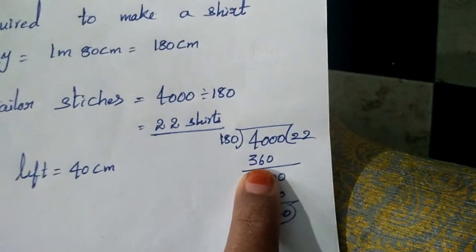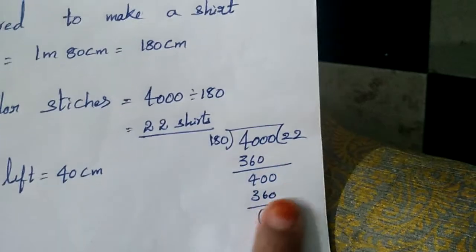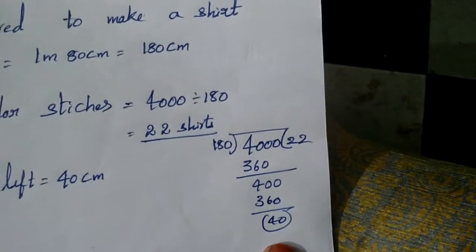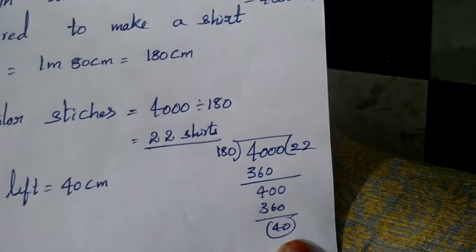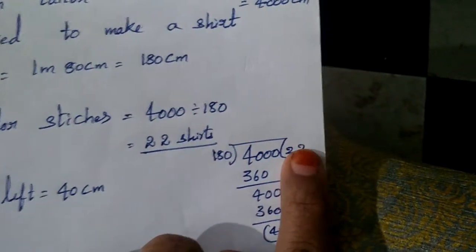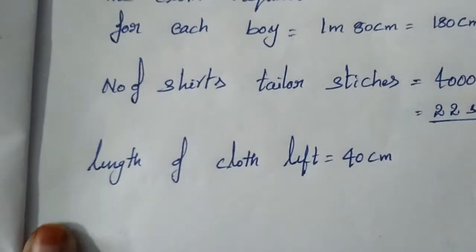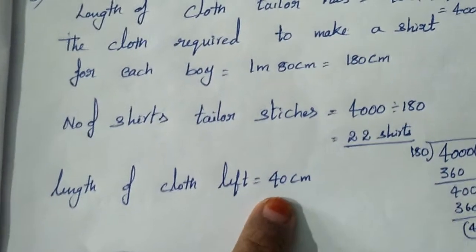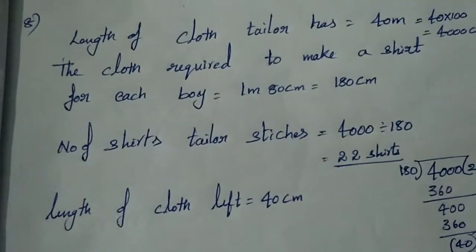So come and look at the division I did. 18 twos are 360. Subtract, you will get 40. Carry down the 0. 18 twos are 360. When you subtract you will get 40. This is the length of the cloth left with him. After stitching the 22 shirts, this much cloth will be left with him. So the last question, how much length is left? So the length of the cloth left is equal to 40 centimeters. This 40 centimeters of cloth will be left.